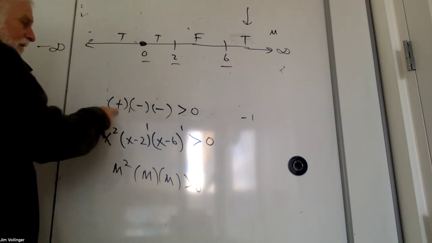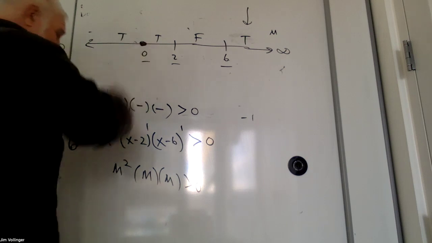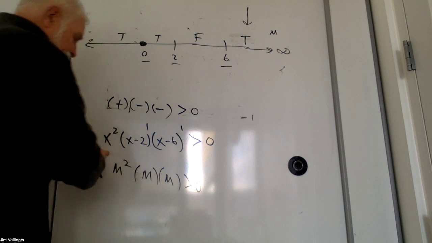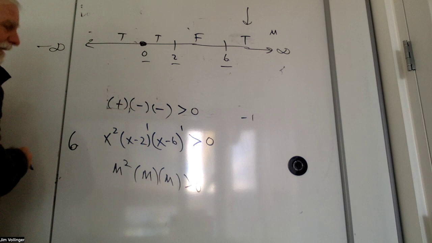I don't care what I put in there. I'm going to get a positive, unless I square 0. I'm going to get a positive. So that's true. And I don't think we're going to get a sign change here. It's going to stay true. So that's what we're going to practice.